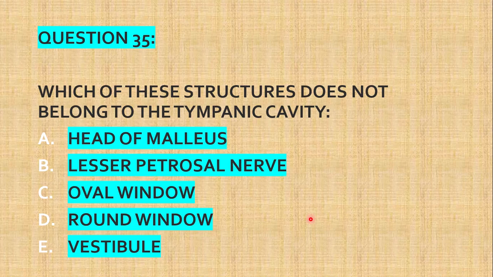Question 35. Which of these structures does not belong to the tympanic cavity? A. Head of malleus, B. Lesser petrosal nerve, C. Oval window, D. Round window, E. Vestibule. The two windows belong to the tympanic cavity. The head of malleus is found right there. The vestibule is found right there. The only odd option is the lesser petrosal nerve. The lesser petrosal nerve carries parasympathetic fibers to the otic ganglion. That is the answer to this question. Option B, lesser petrosal nerve.